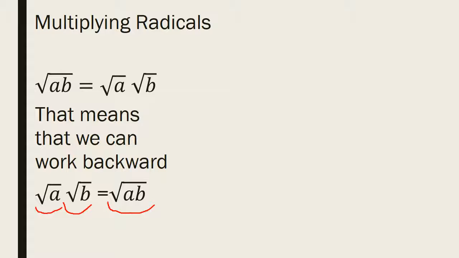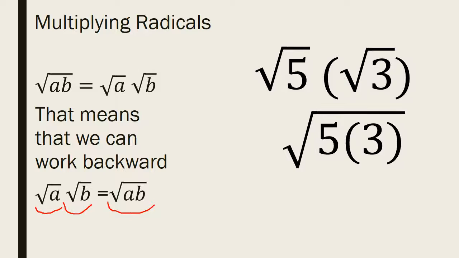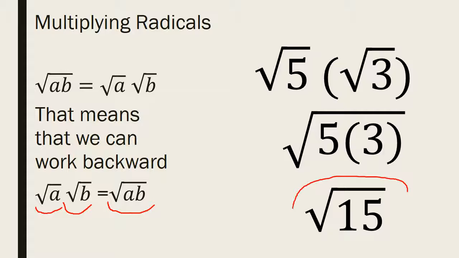So let's put this into practice. Our first example is radical 5 times radical 3, and again we can work backward. So I'm going to multiply the radicands. I'm going to get square root of 5 times 3, and in this case I'm going to end up with radical 15. And since 15 does not have a perfect square as a factor, this radical is in the simplest form.